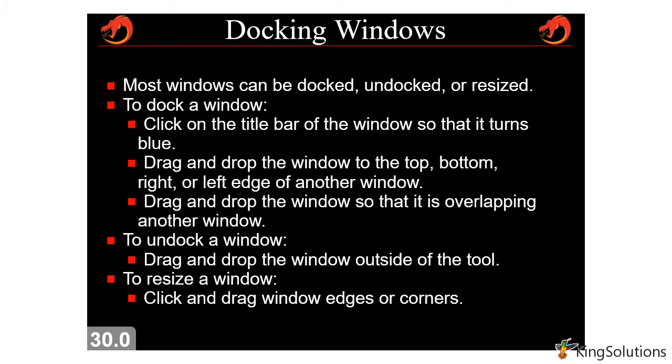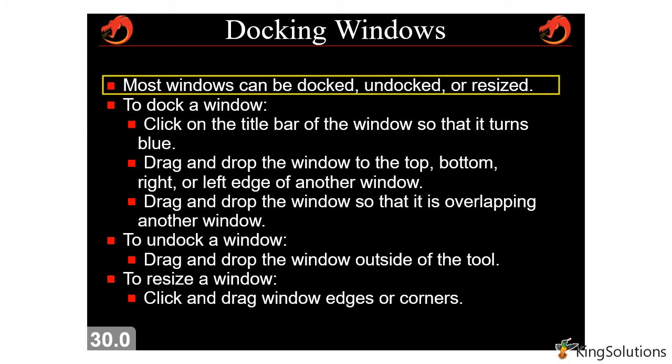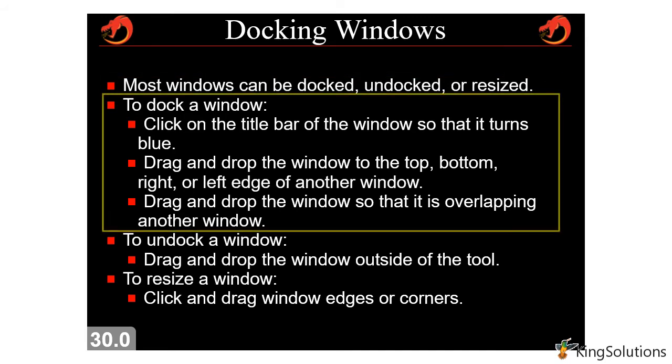Docking windows. Most windows can be docked, undocked, or resized, and relocated to other parts of the tool. To dock a window, click on the title bar of the window so that it turns blue. Now drag the window to the top, bottom, right, or left edge of another window. When you see a black arrow, then drop the window and it will now be located above, below, to the right or to the left of the other window.